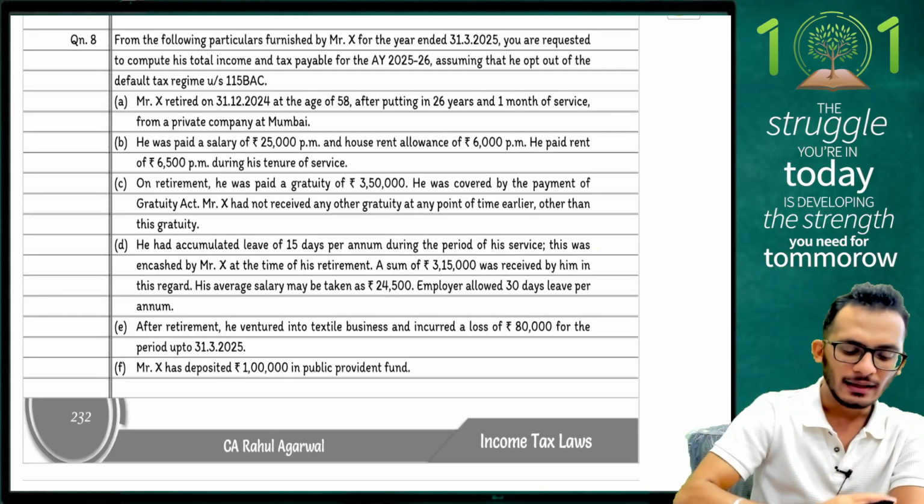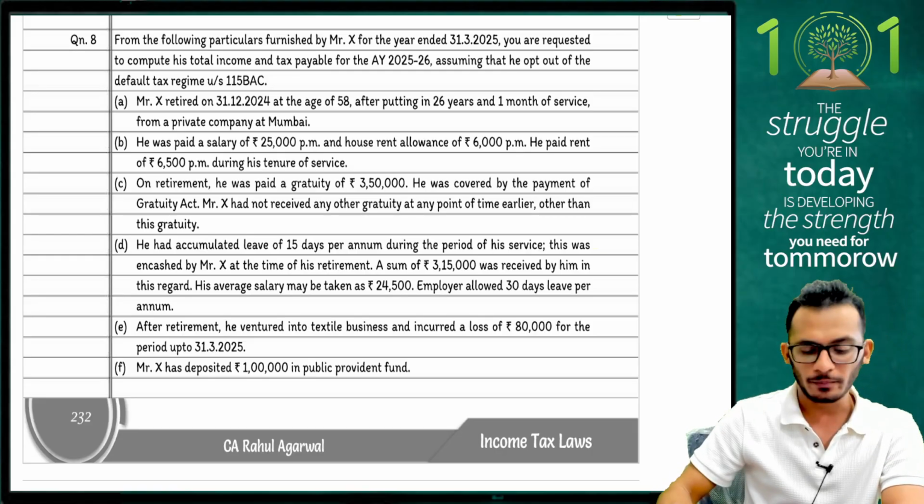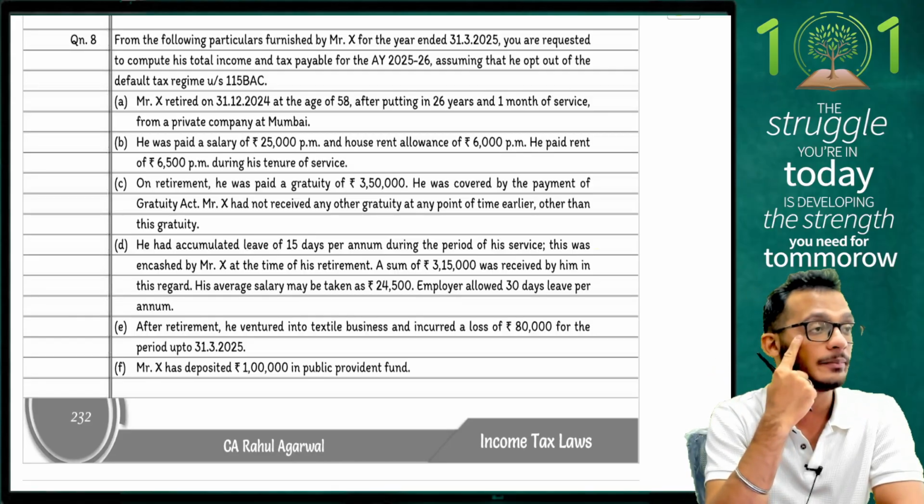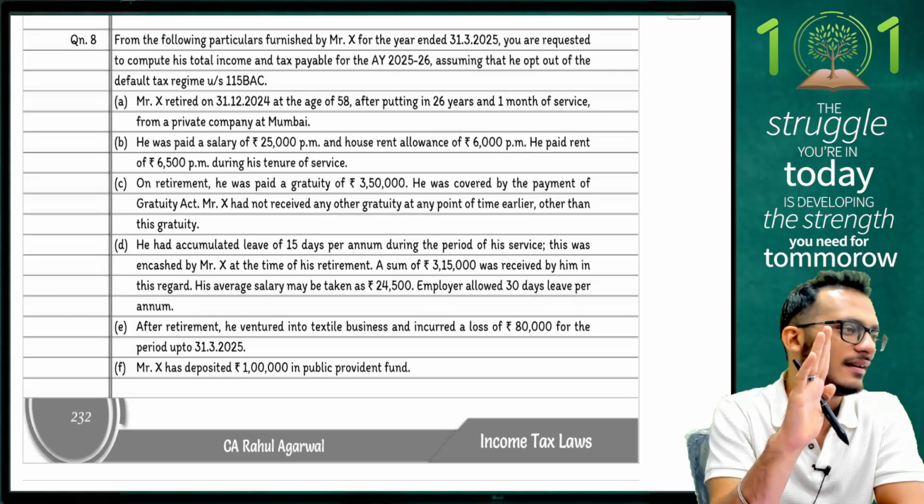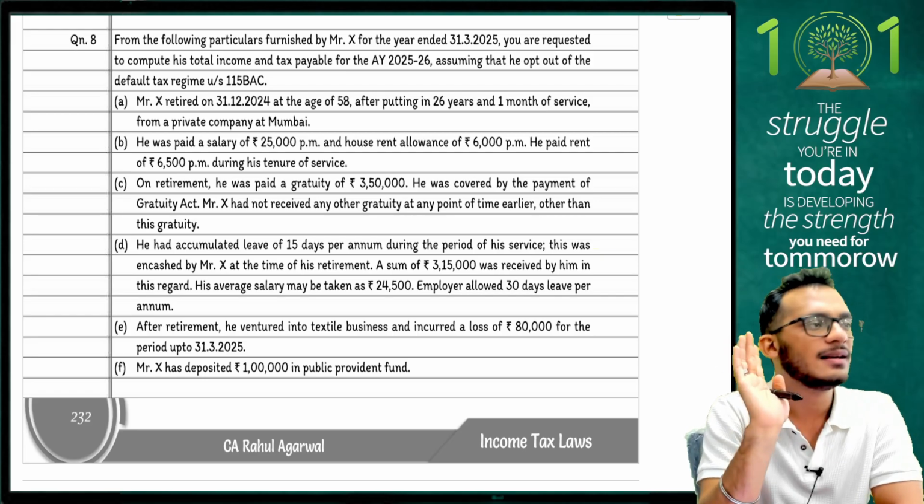Point number A says, Mr. X is retiring on 31st December 2024 at the age of 58 after putting in 26 years and 1 month of service from a private company in Mumbai. This question has only one thing. If your point number 1 is not read right, you don't need to proceed forward. Everything else is wrong. Look at the question carefully.